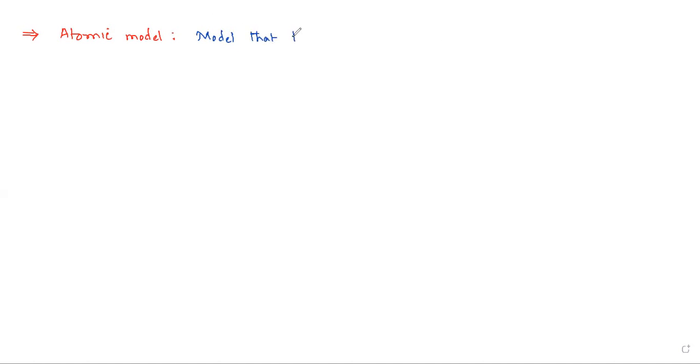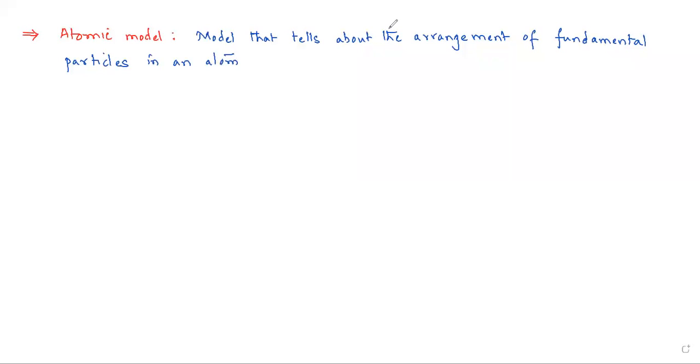Model that tells about the arrangement of fundamental particles or the subatomic particles in an atom. You know that the fundamental particles are nothing but electron, proton, and neutron, right? Now, how are these electron, proton, and neutron arranged in an atom?